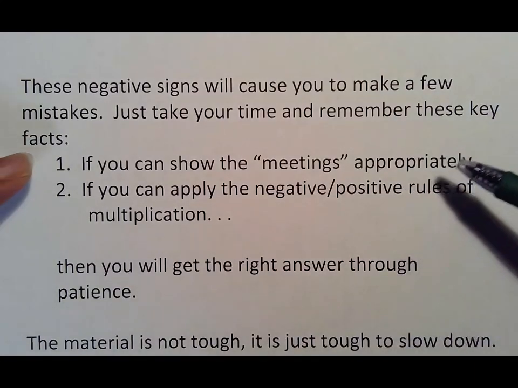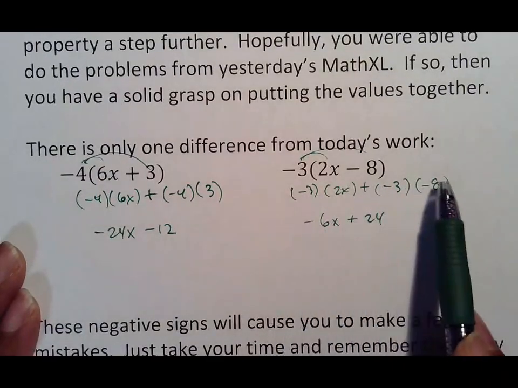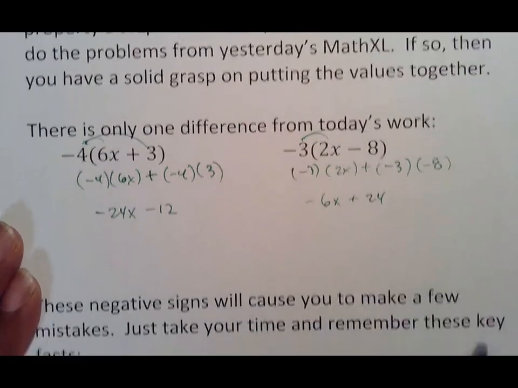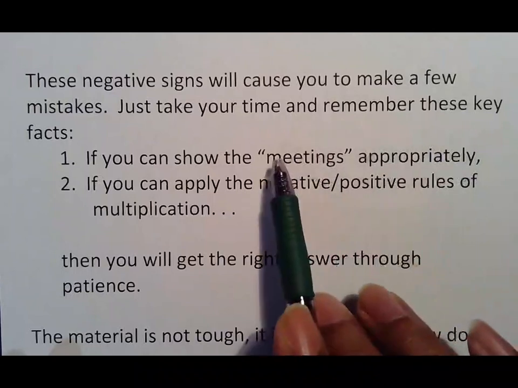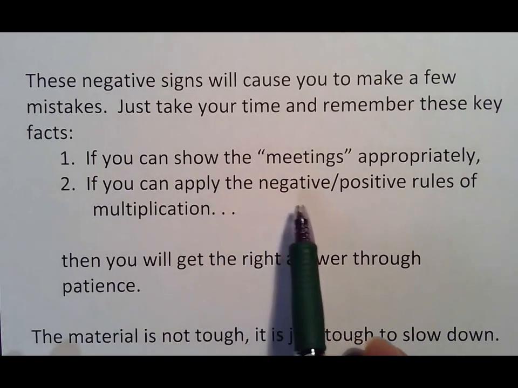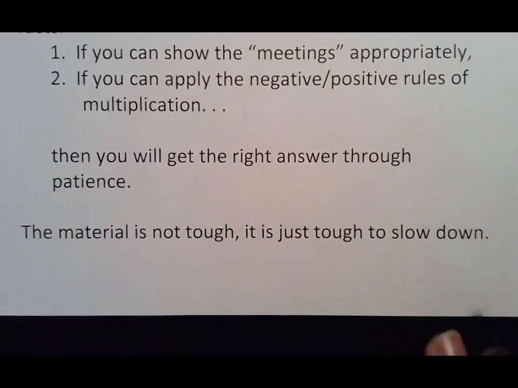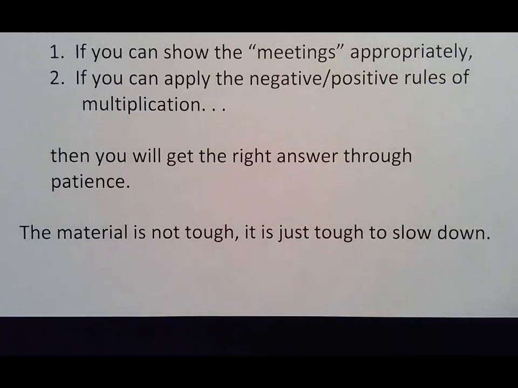Number one, if you can show the meetings appropriately. So if you haven't had an issue doing this, which hopefully you haven't because I haven't gotten any emails from anybody, then you've got one part down. If you can apply the negative positive rules, which again is if the signs are the same, it's positive. If the signs are different, it's negative. Then you should be able to get the right answer through patience. The material is not really tough. It's just tough to slow down.